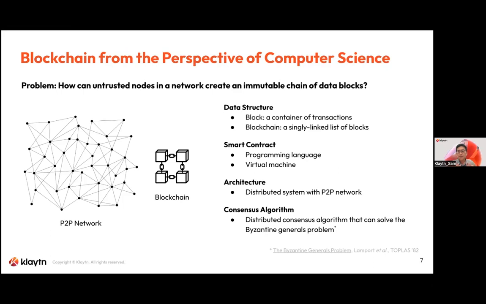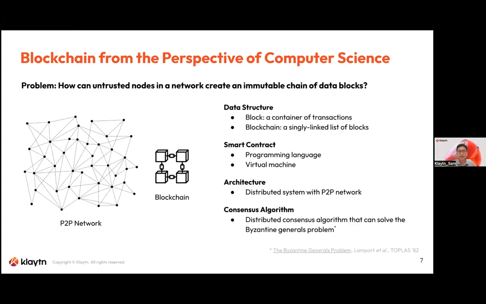And on top of this data structure, we use the smart contract concept to implement logic or some services. Again, from the perspective of computer science, those smart contracts are in the scope of programming languages, and internally there is a virtual machine to execute those programs. And from the perspective of architecture, this is a typical distributed system with a P2P network.